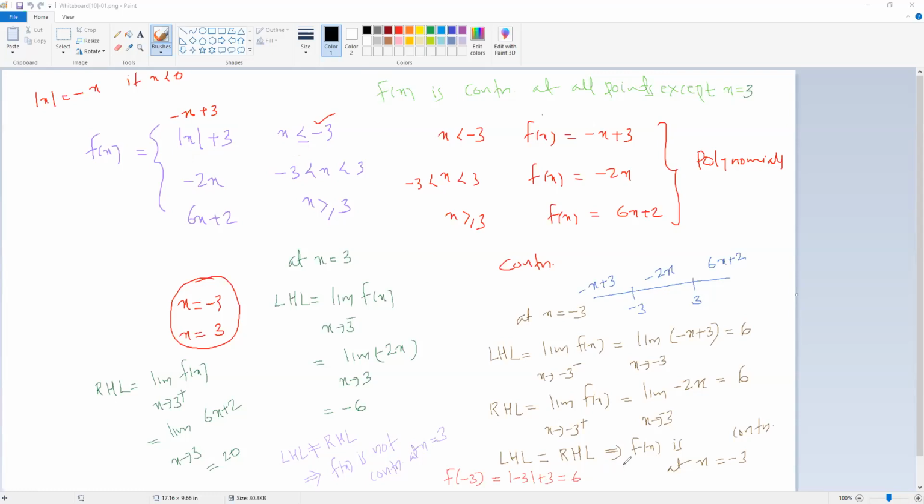So limit exists and that limit is equal to the value of the function. That implies function is continuous at x is equal to minus 3. So we can conclude that f of x is continuous at all points except x is equal to 3. 3 छोड़ के बाकी सब point में function continuous है. So there is only one point of discontinuity and that is x is equal to 3.